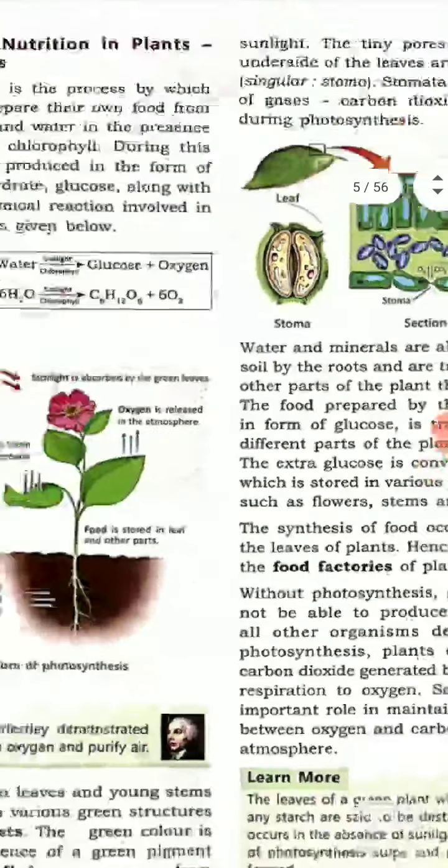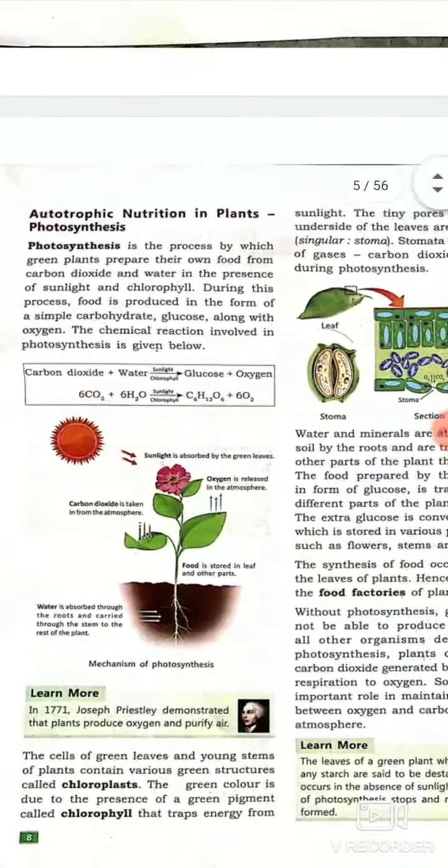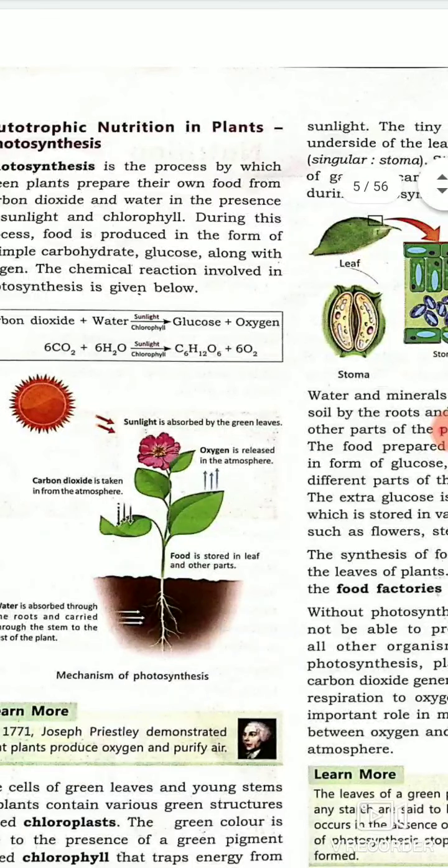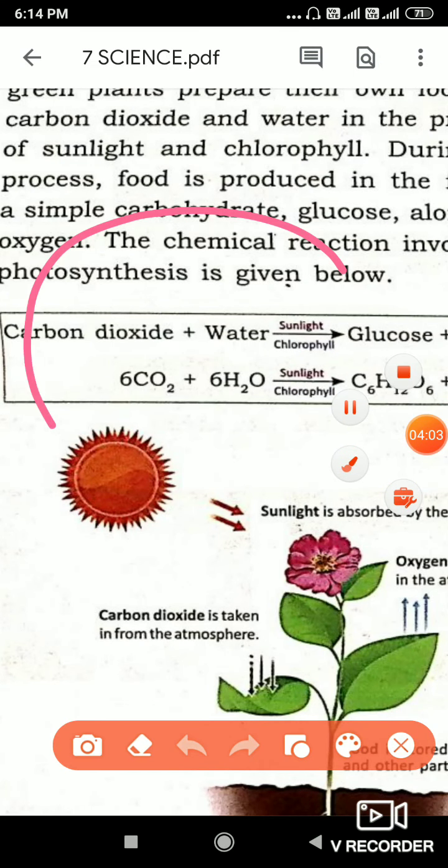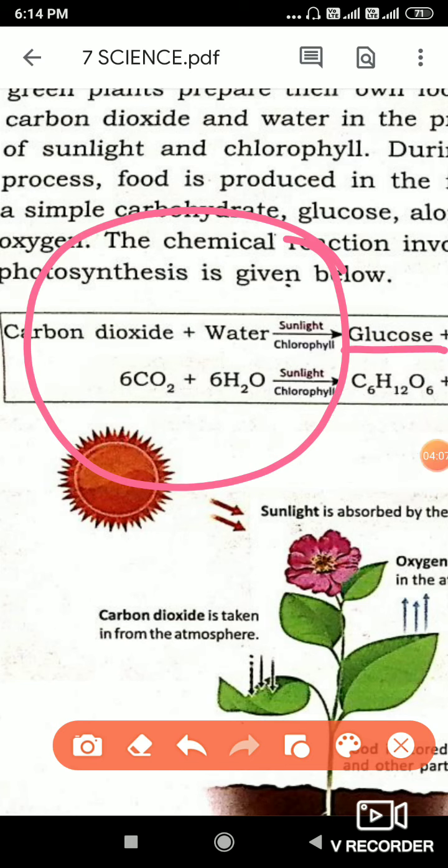So this is the mechanism of photosynthesis, and all these four things, the raw materials you can consider, that is carbon dioxide, water, sunlight, and chlorophyll, are needed. And with these four important things, the food prepared is known as glucose, that is C6H12O6. That is the detailed process of photosynthesis.